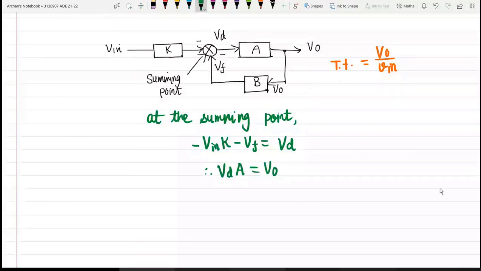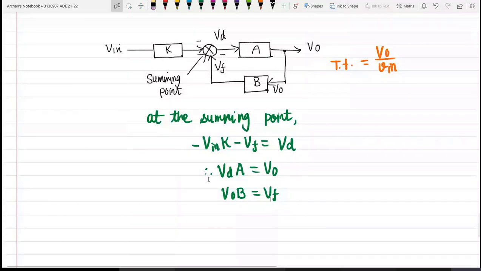See, the block diagrams are connected in series. So if we talk about V0, V0 will be equal to Vd multiplied by A. And if we talk about Vf, Vf is V0 multiplied by B. So these three equations are there.